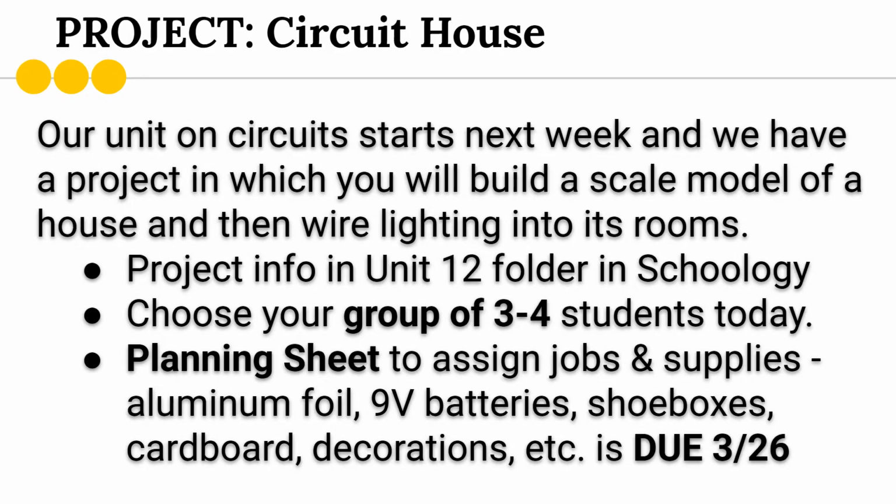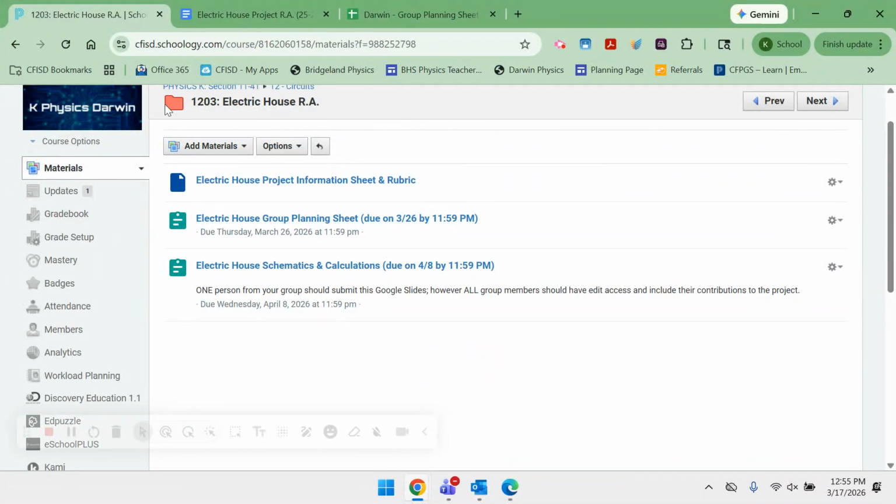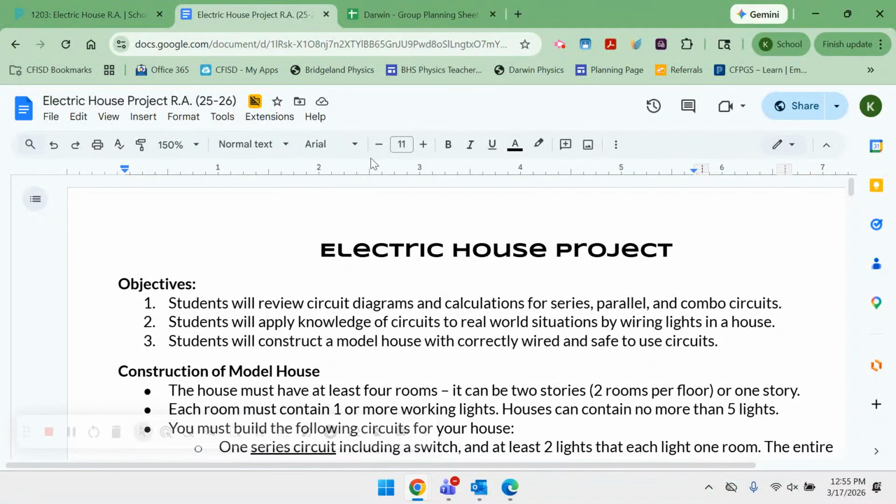But you are going to be working in a group of 3 to 4 people. And so you do need to figure out who it is you're working with, and that would be a good conversation for you to have today. If you're looking for information on the project, you can find it in the Unit 12 folder. So if you go into Schoology, sorry, I'm trying to figure out where I put my Unit 12 stuff. There it is. If you go into Schoology, the assignment inside Unit 12, you have this red folder, and it has these 3 things in it. Specifically, you'd want to open up the project information sheet because it has the details for your project.